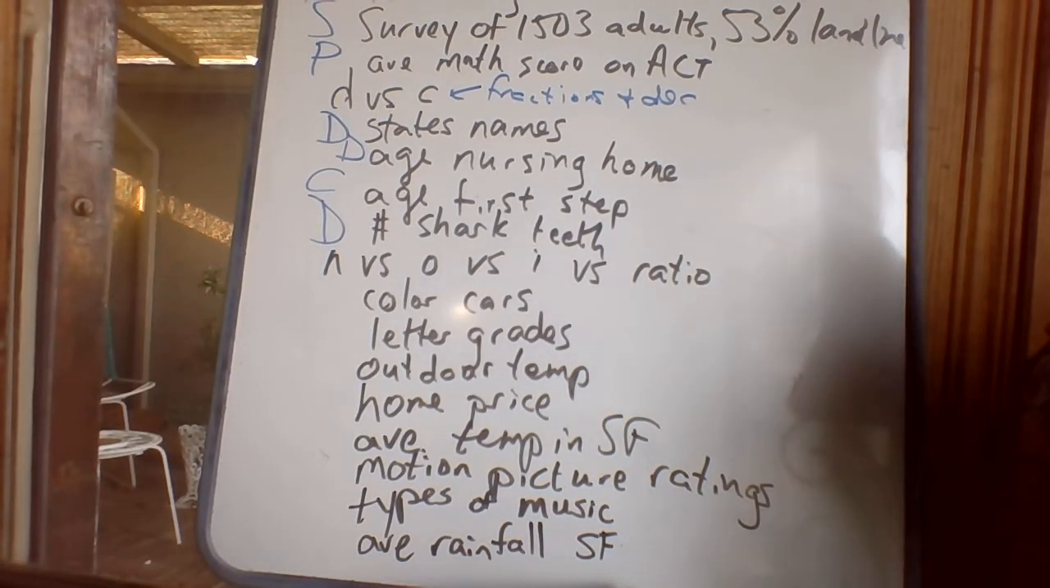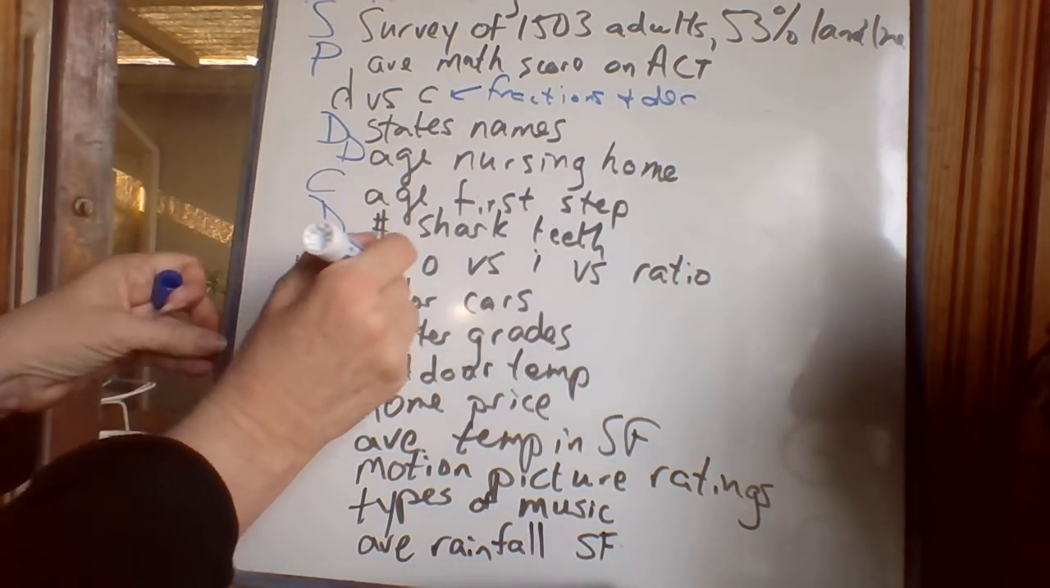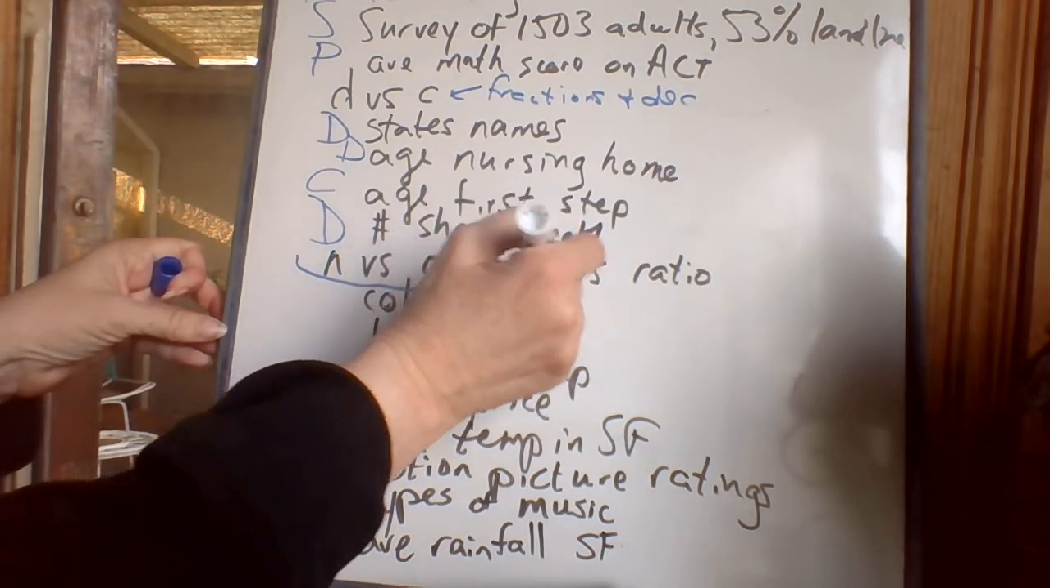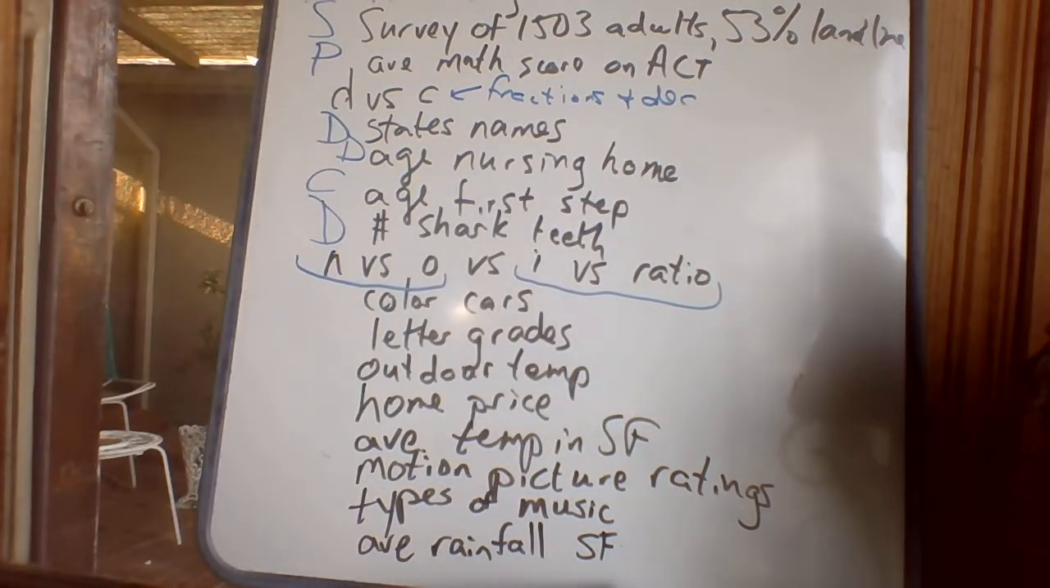All right. Nominal versus ordinal versus interval versus ratio. Okay, these first two right here, nominal and ordinal, those are always words, and interval and ratio, those are numbers. So that should help us. And interval is the hardest one to explain, so it's the easiest one to find.